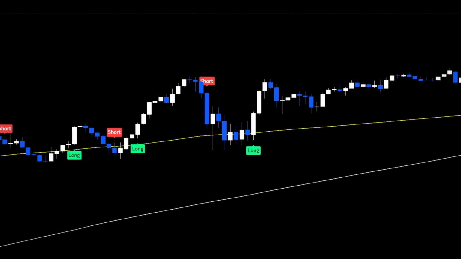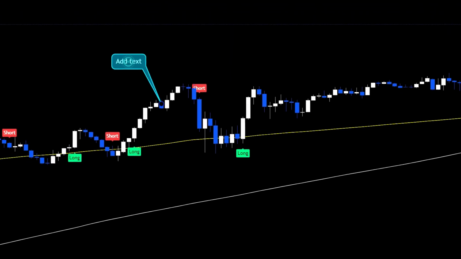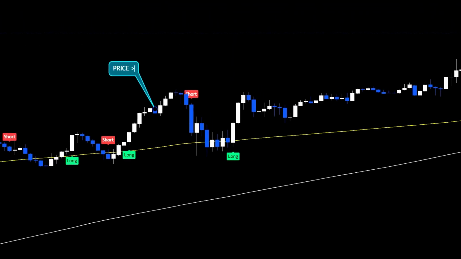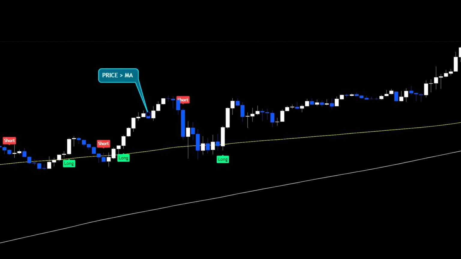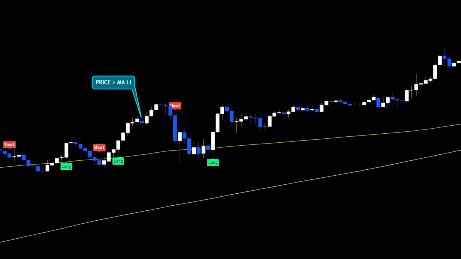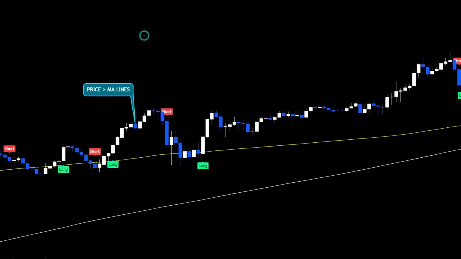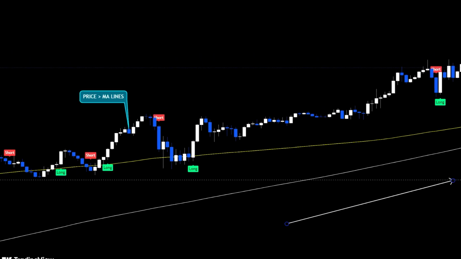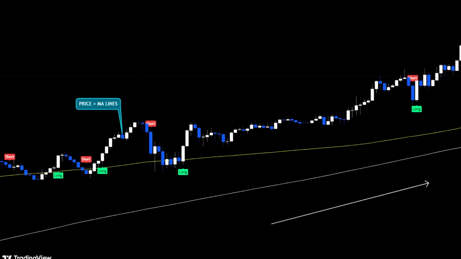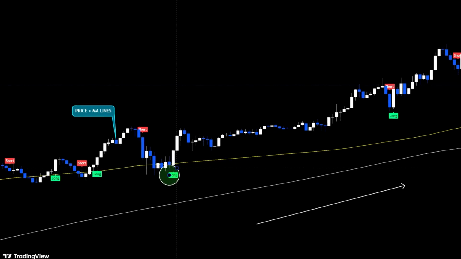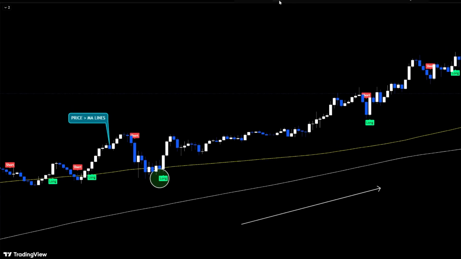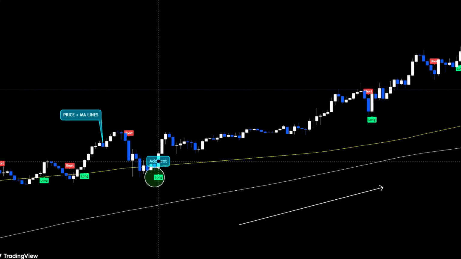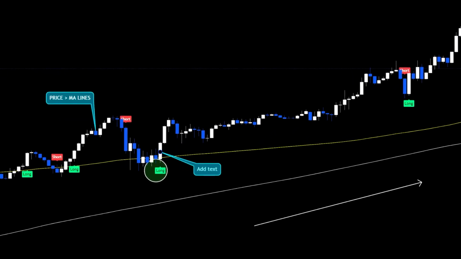First up, buy trades. We're not just jumping in blind, right? We need to make sure we're riding an uptrend. And how do we do that? Simple. Price candles need to be sitting above both SMA and WMA lines. That's our green line. Now we're looking for those long signals from the twin range filter.